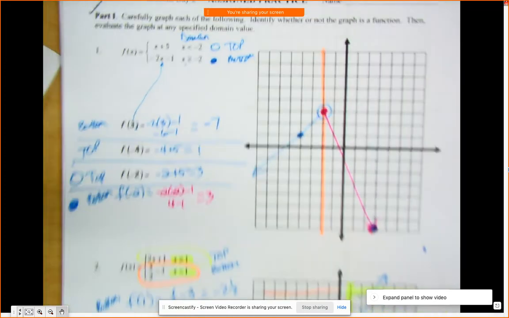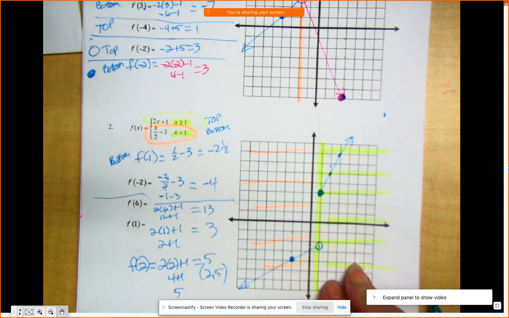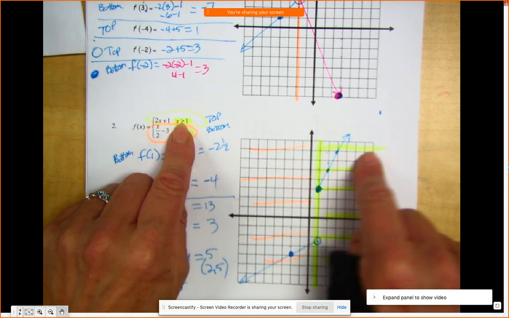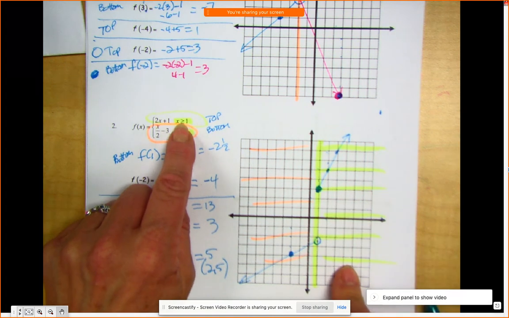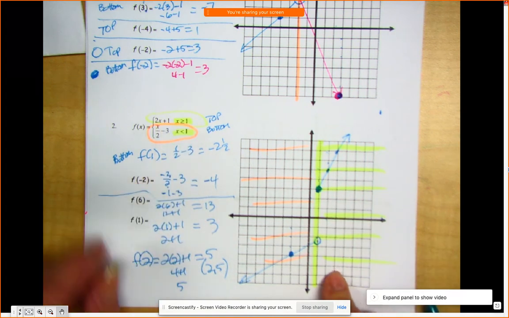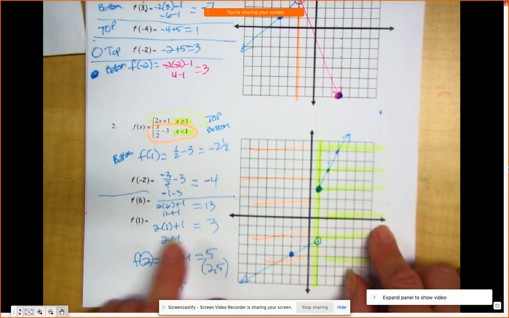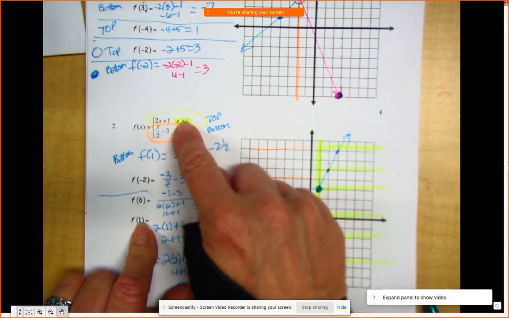Okay. I'm also going to go back and look at this one while I'm here. The top equation says greater than, so I have it shaded to the right in yellow. And then I put some values that were greater than 1. Well, 6 is greater than 1, and I got out a 13. I couldn't graph that one. But 1 is equal to 1.